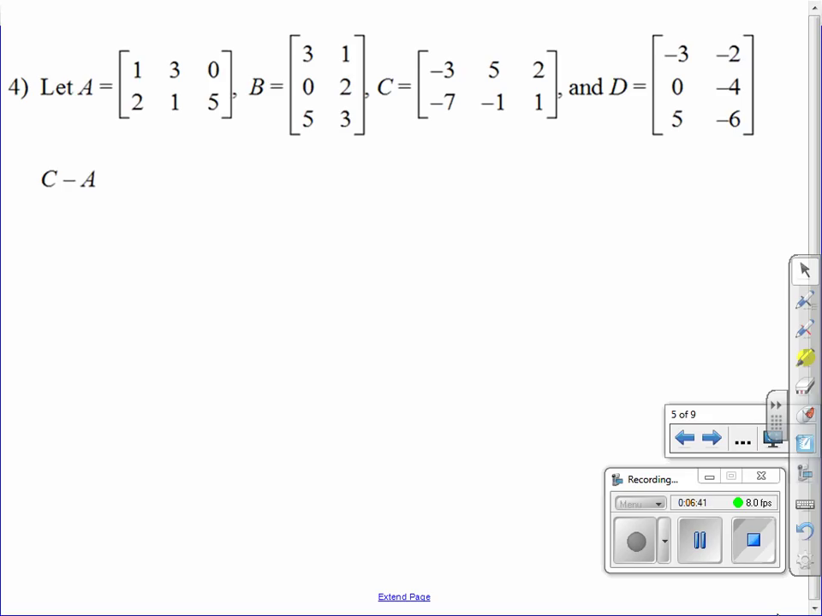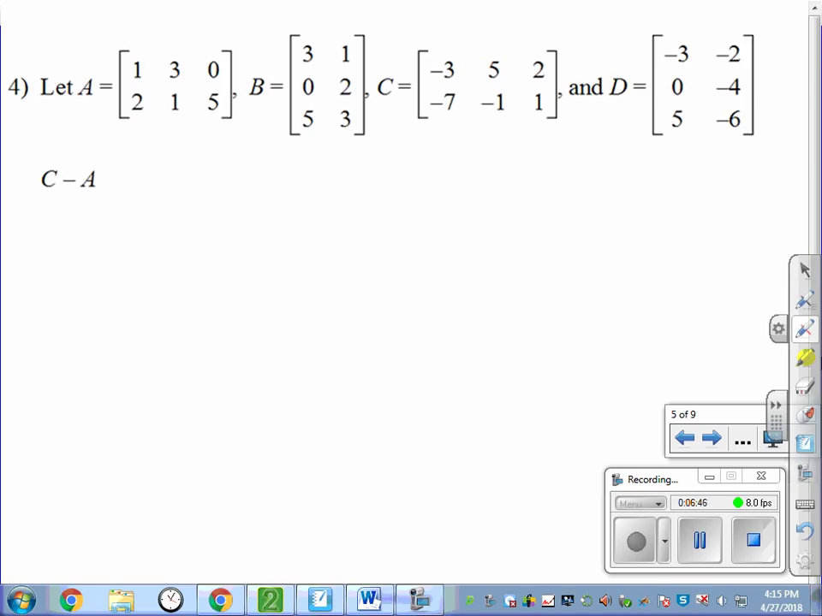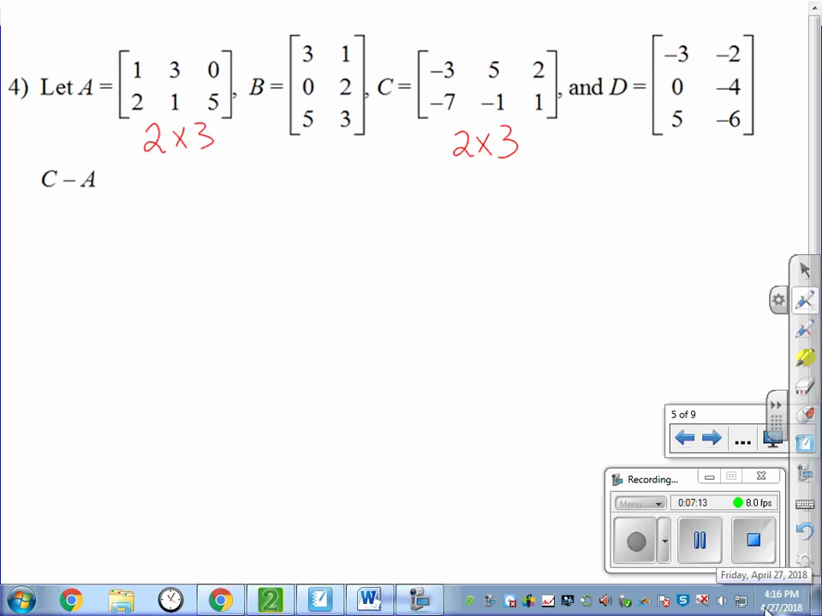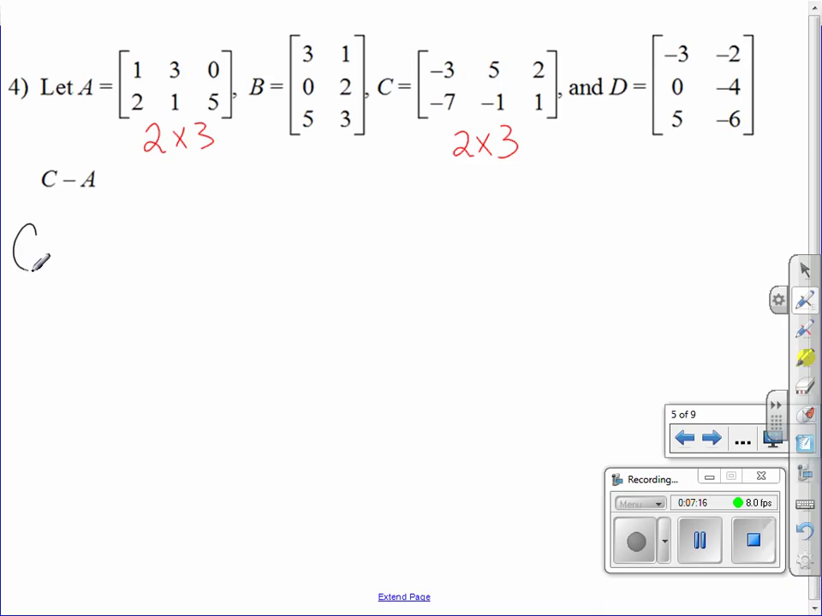C minus A. Oh, this one's subtraction. All right, then. Well, we still have to start off the same way. We have to make sure that C and A are in fact the same size matrix. So what is the size of matrix C? 2 rows, 3 columns. What's A? It is 2 rows, 3 columns, right? Are the sizes the same? Yes, they are. So what does that mean? That means we can actually subtract these two matrices. But as you're going to see, we're not going to subtract them really. We are going to add them.